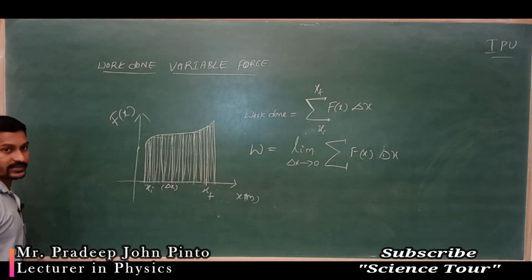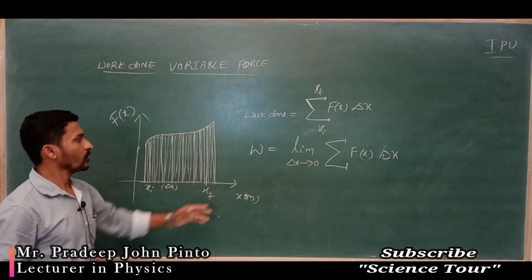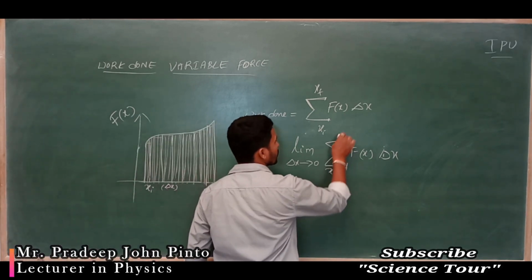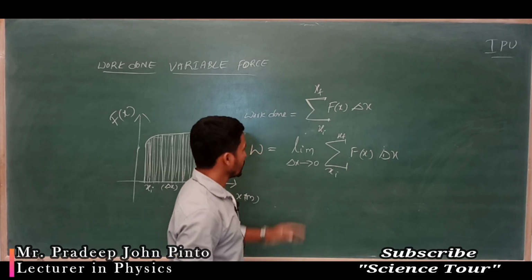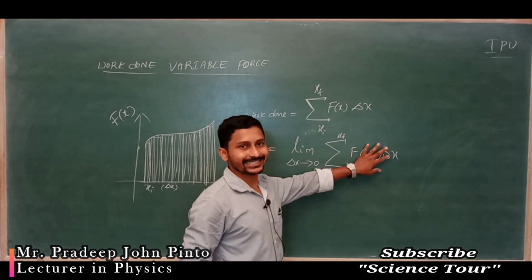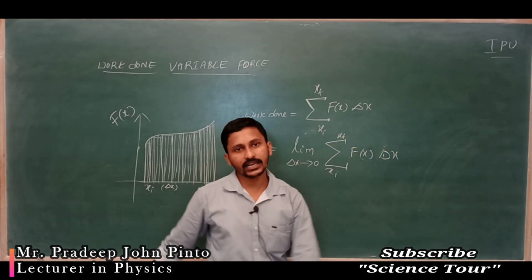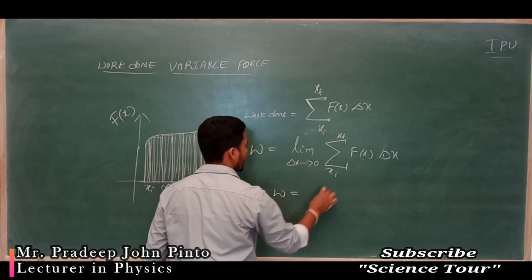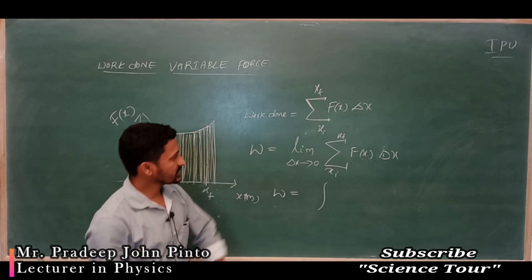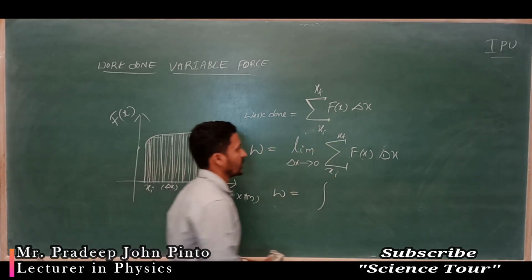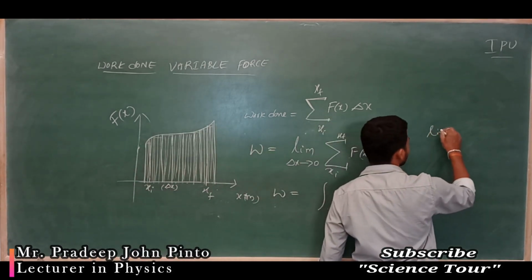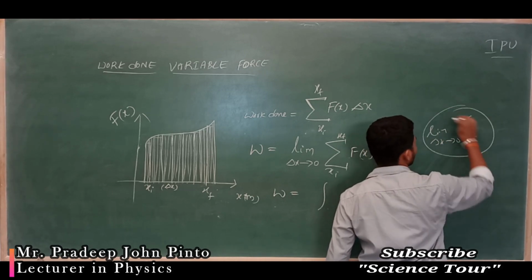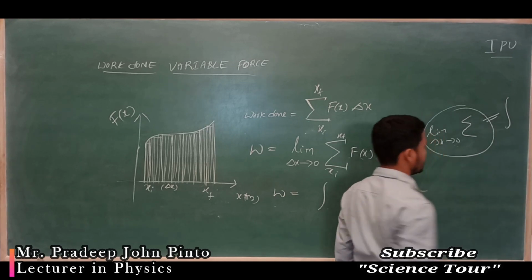How many rectangles are there now? From xi to xf. Now what do I have to do? This is for a single rectangle, no. For the total I have to find out the total area, which means I have to integrate. This summation itself is an integration. So the limit as delta x tends to 0, the summation, you can write as integration.